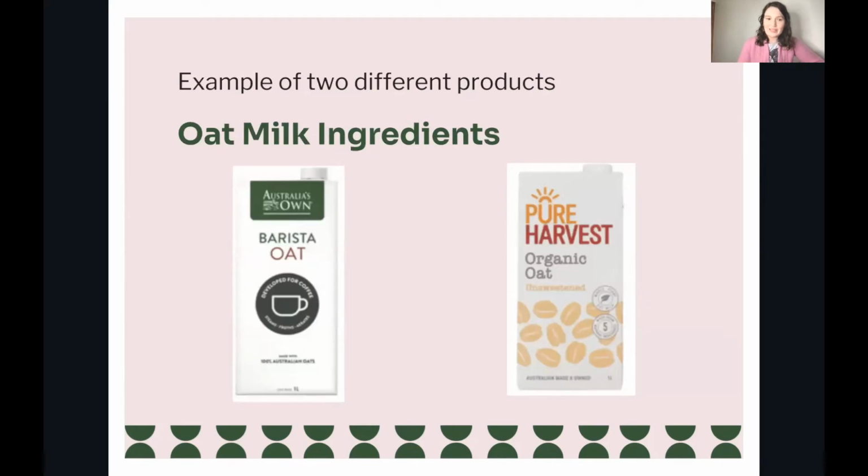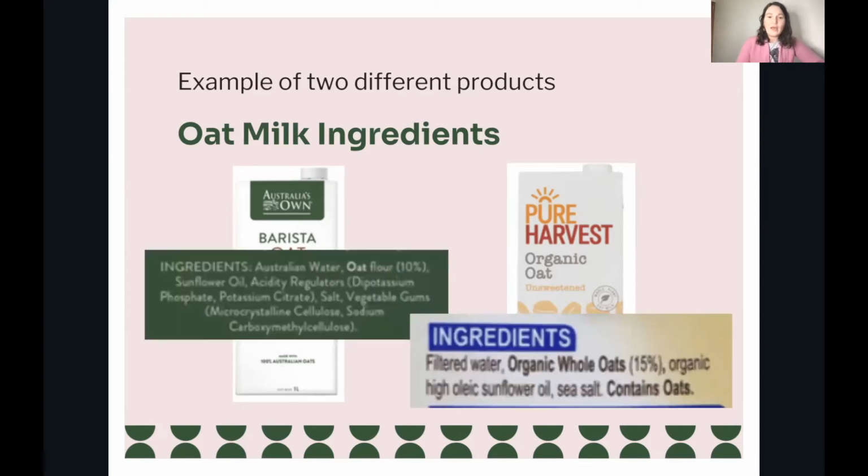So two examples I've got here are oat milk. You could do this for all types of milks. You could do this for soy, almond, everything, but I've just chosen oat as an example. So here we've got the ingredients. Now I know this is a bit blurry. I couldn't really get a good high resolution screenshot. So we look at Australians' own Barista Oat. Now, one thing that you can probably tell straight away is the amount of ingredients that are in each of these. So we've got the Australians' own, we've got 1, 2, 3, 4, 5, 6, 7, 8 different ingredients in there.